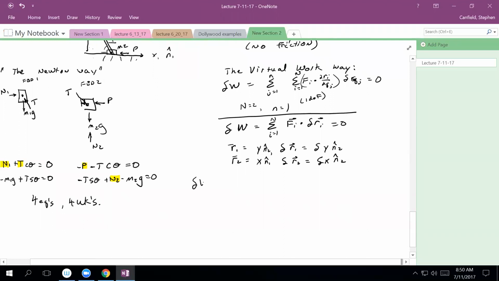So my virtual work now is the sum. I've got to have the forces acting on body 1. The forces acting on body 1 were the N1 in the little N1 direction. I get the T, the moment I'll just leave it as that vector T, right? I get the minus M1G acting in the N2 direction, and that's all dotted with my virtual R1, which is the variation of Y N2.